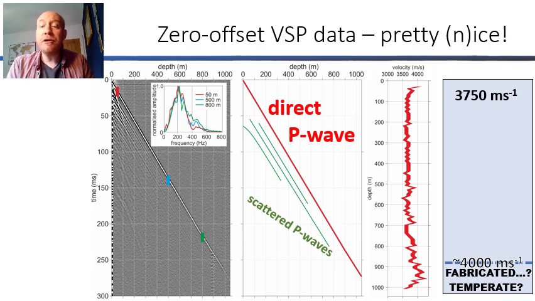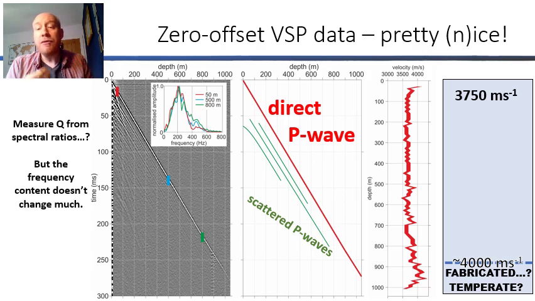However, let's take a look at those frequencies again. The three spectra that I've plotted correspond to depths of 50, 500 and 800 meters, and the dominant frequency in the seismic data is always around 200 hertz. So it's a nice high frequency source, and I thought that we'd be able to measure quality factor, get some indication of glacial temperatures from spectral ratios of these arrivals. But the frequency content really doesn't change very much, and that's a little bit surprising.